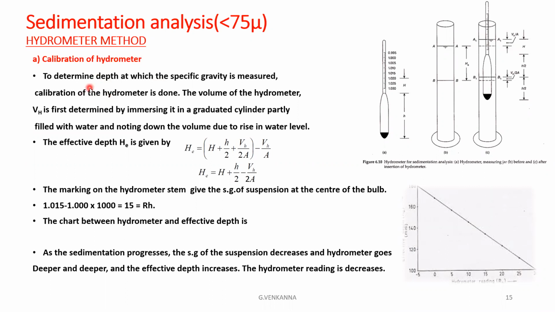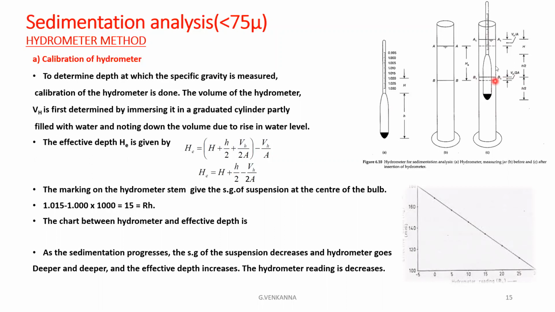In order to find the calibration of the hydrometer, first we have to take this hydrometer in a jar with about 2000 ml of water. Now this hydrometer is placed into this jar. Initially the water level is at AA level. Whenever this hydrometer is immersed in this jar, automatically the water level rises. At the BB level, the water level rises by about half of this height only.